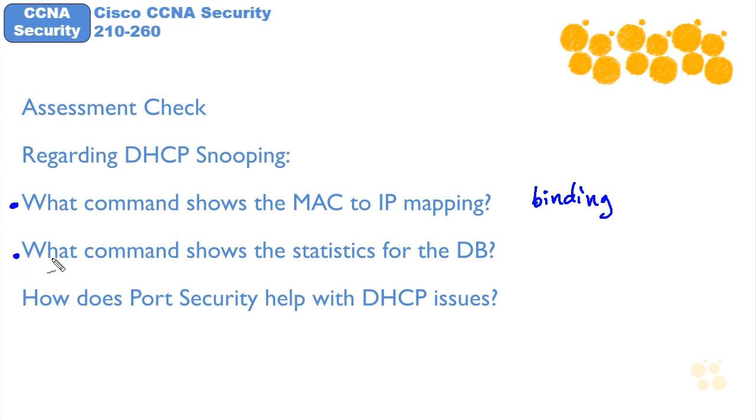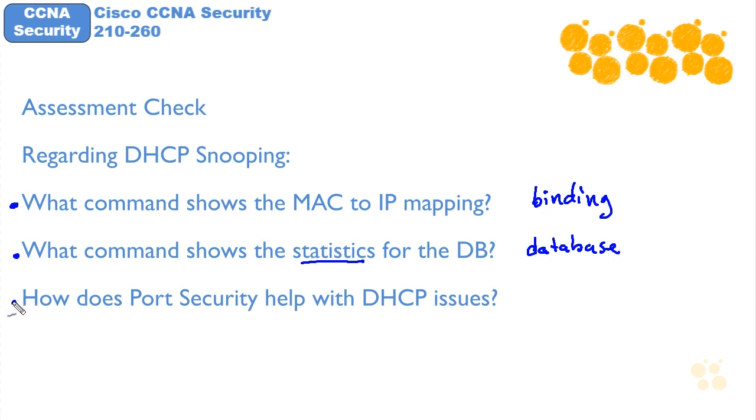Question number 2, what command shows the statistics for the DHCP snooping database? And in the nugget, I had a pop out that showed the option for seeing statistics, and it's actually the keyword of database. So the command show ip dhcp snooping database will give us statistics regarding that database.